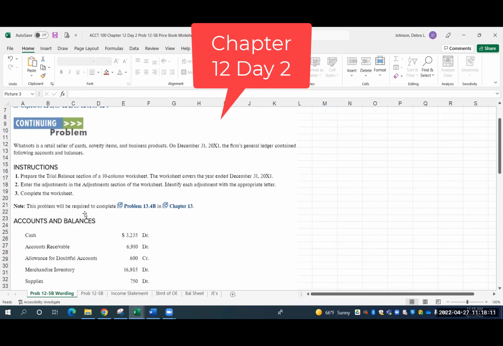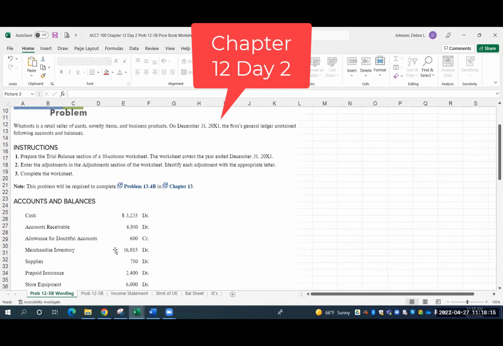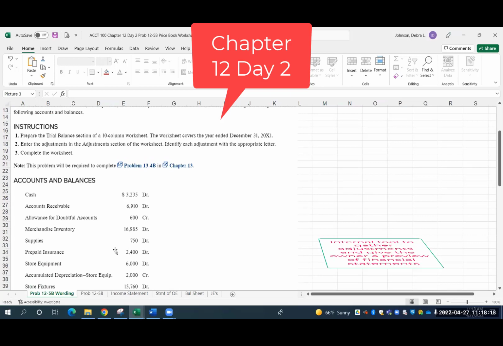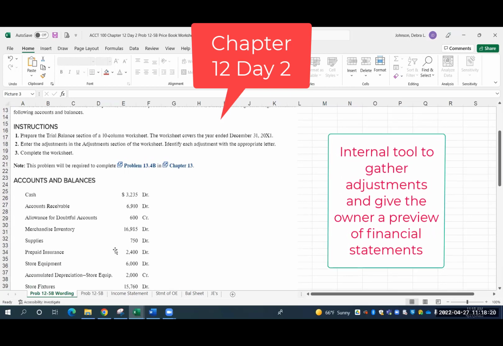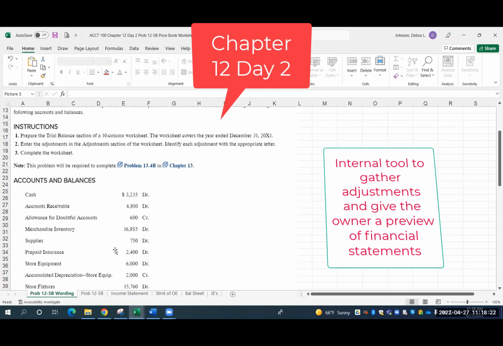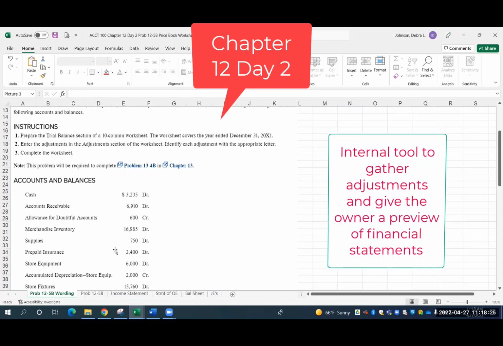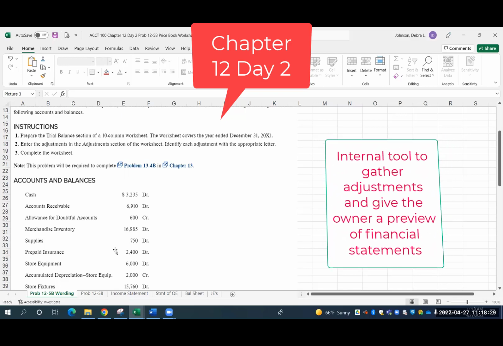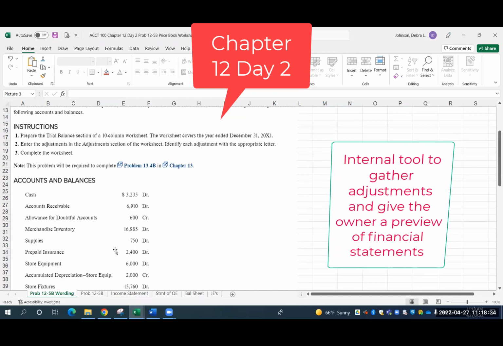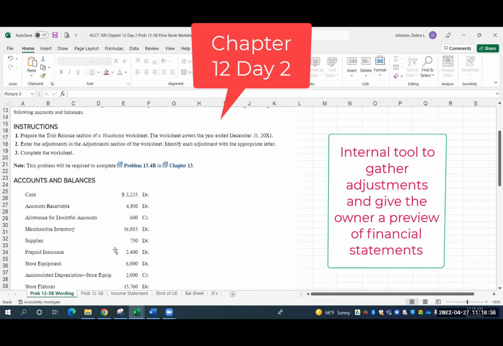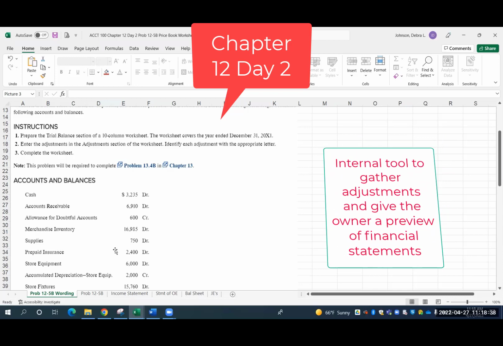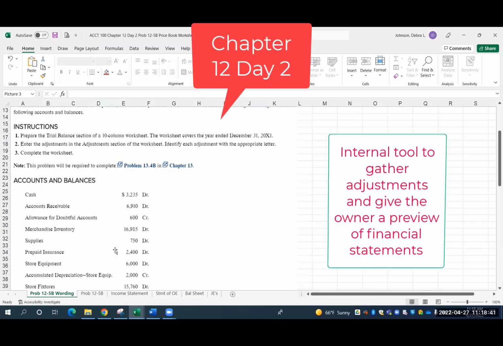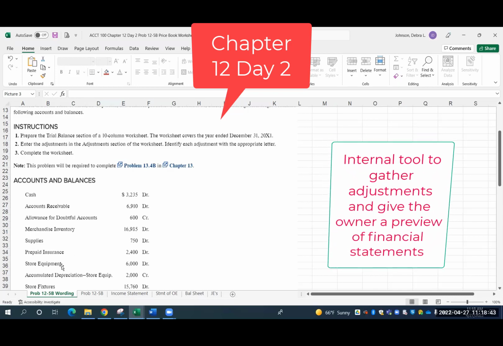Let's go back and refresh our memory on what a worksheet is. A worksheet is an internal tool that we use to pull together all the adjusting data and put it all in one place so that we can get a preview of what the financial statements are going to look like prior to actually formally doing them. So we did this in chapter 5. The worksheet concept is not new. But because of all the other things that we learned, it's going to be a lot longer with a lot more going on.